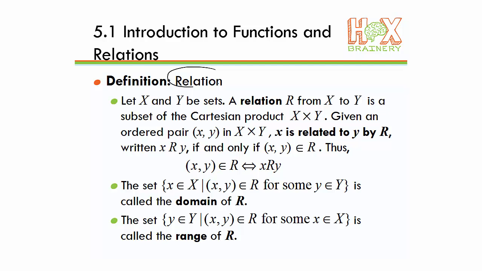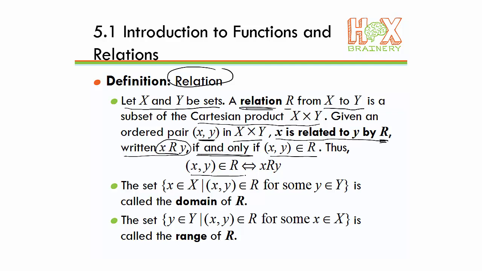And our definition for a relation, we're going to let X and Y be sets, and a relation R from X to Y is a subset of the Cartesian product X cross Y, and given an ordered pair (x, y) in that Cartesian product, x is related to y by R. We can write it this way. That's the notation we'll use. And x is related to y by R if and only if the ordered pair (x, y) is an element in that relation. So you can think of it this way here.